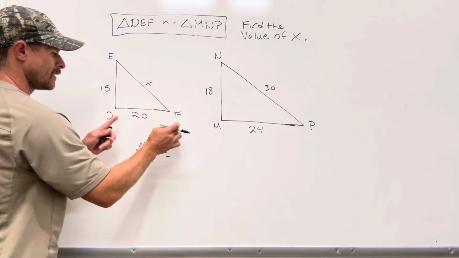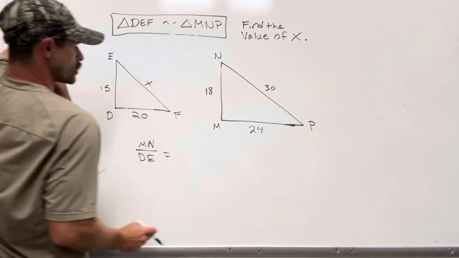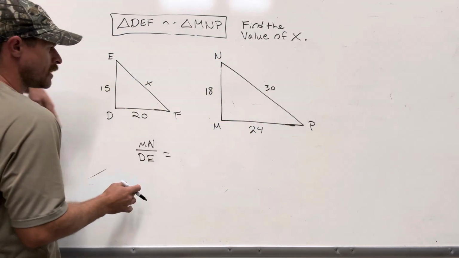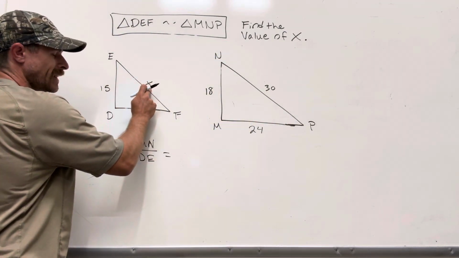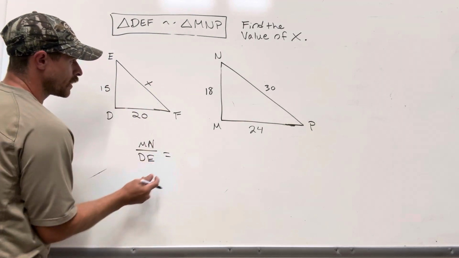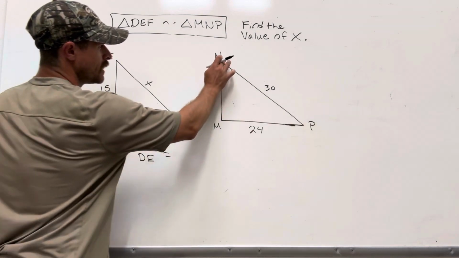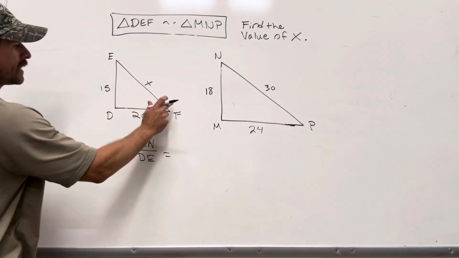These sides right here are corresponding. These sides right here are corresponding, and we haven't used those yet. We're trying to determine the value of x, so we probably want to have x in that equation. We're going to set our proportion up right here. Now, what part do I put on top? Should I put NP or should I put EF?